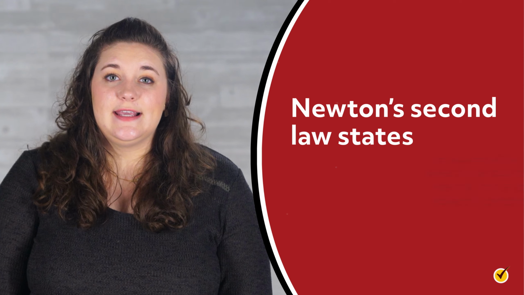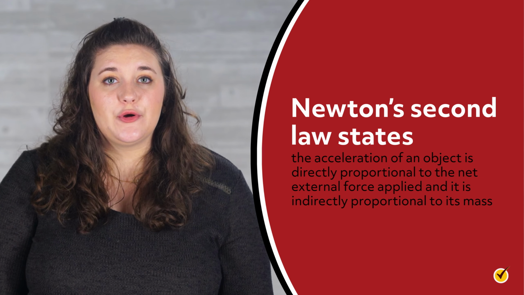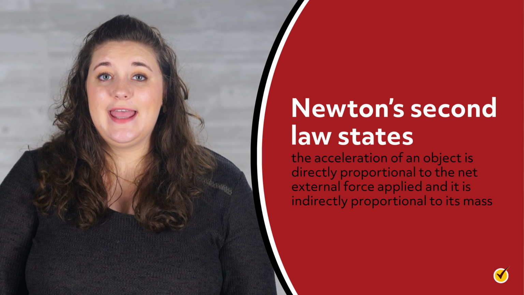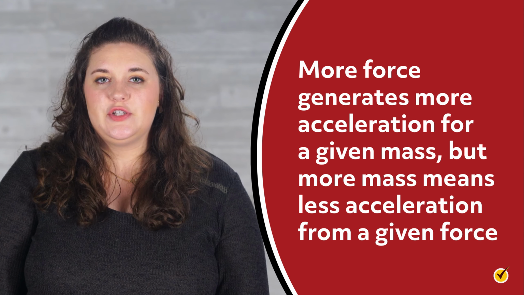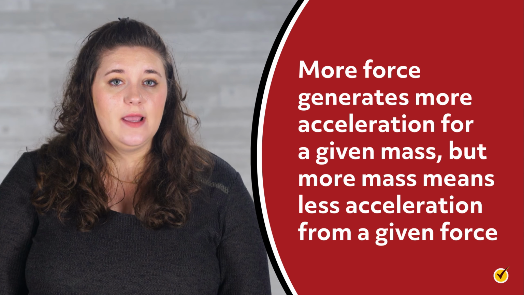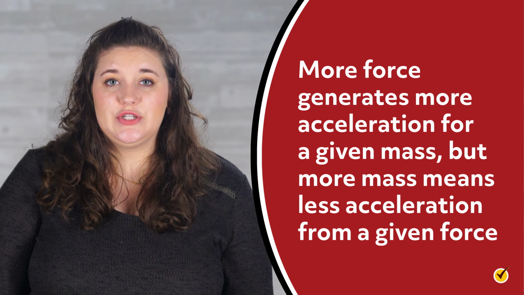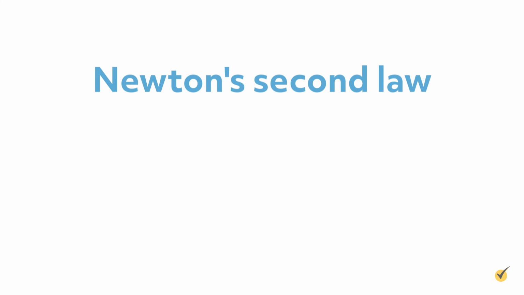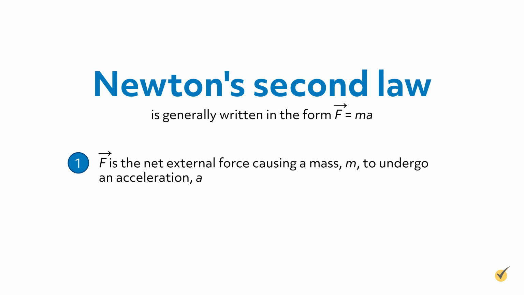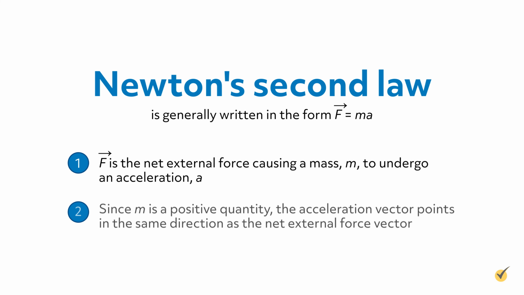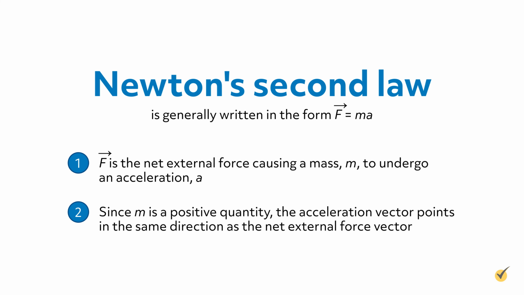Newton's second law states the acceleration of an object is directly proportional to the net external force applied, and it is inversely proportional to its mass. In other words, more force generates more acceleration for a given mass, but more mass means less acceleration from a given force. Newton's second law is generally written in the form of F equals ma, where F is the net external force causing a mass, m, to undergo an acceleration, a. Since m is a positive quantity, the acceleration vector points in the same direction as the net external force vector.